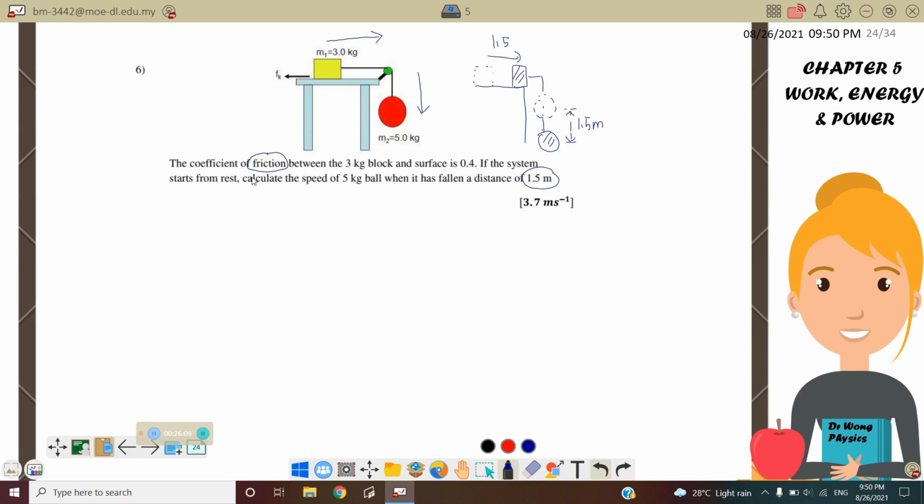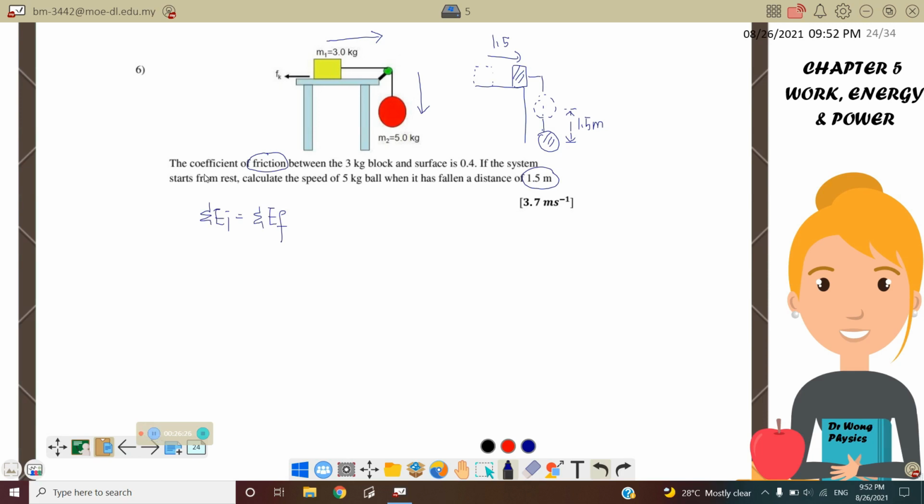Next, calculate the speed of the 5 kg ball when it has fallen a distance of 1.5 meters. In this system, we have two objects. When we have two objects, we need to consider both.